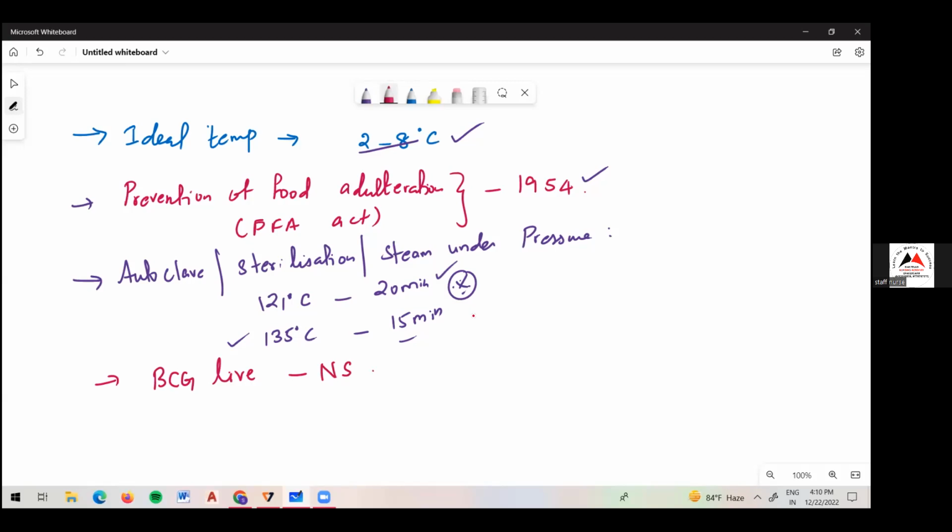Very good. For reconstitution and dilution of BCG we have to use NS. For example, if the other vaccine is measles, it also comes in powder form. What do we use to dilute measles? Distilled water. Very good. For dilution of measles and for reconstitution of vaccines, distilled water is to be used.